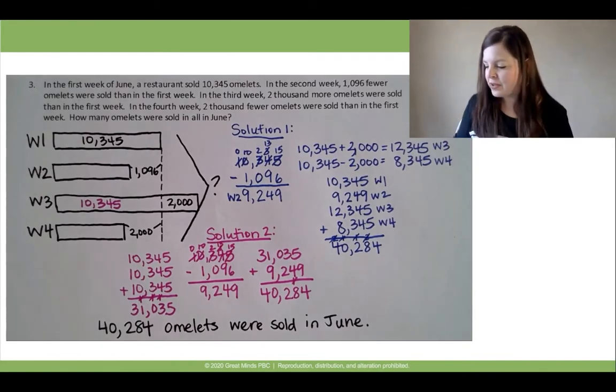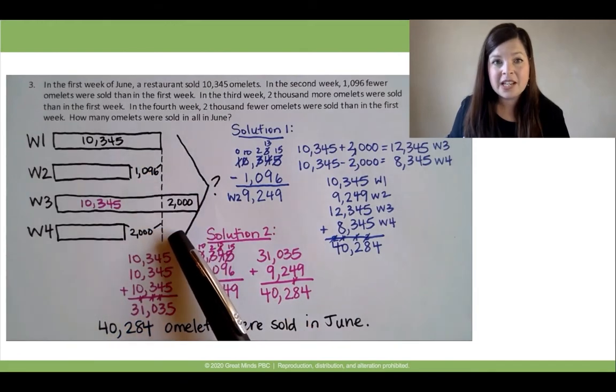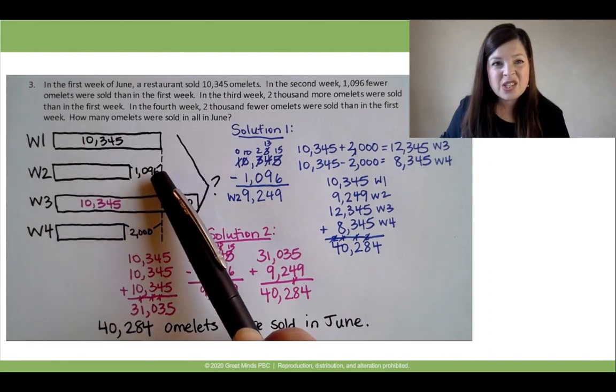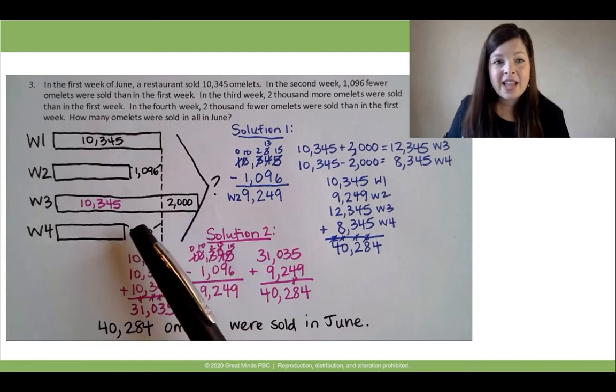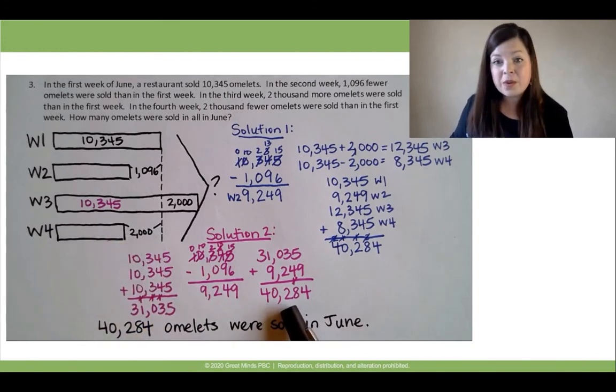Now, how do we know that our answer, 40,284 omelets, makes sense? You could think about this in a couple of different ways. One way would be just to round each week, starting with week 1 and continuing on. So in week 1, about 10,000 omelets were sold. Week 2, about 9,000. Week 3, about 12,000. And week 4, about 8,000. And together, that makes 39,000 omelets, which is really close to what we found.